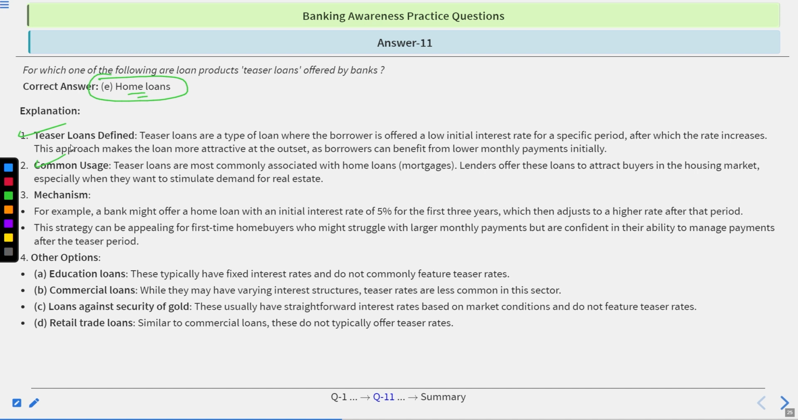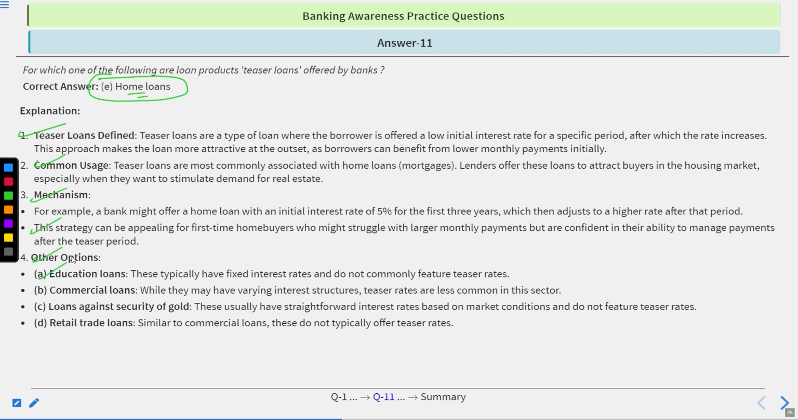Lenders offer these loans to attract buyers in the housing market, especially when they want to stimulate demand for real estate. Mechanism: for example, a bank might offer a home loan with an initial interest rate of 5% for the first 3 years, which then adjusts to a higher rate after that period. This strategy could be appealing for first-time homebuyers who might struggle with larger monthly payments, but are confident in their ability to manage payments after the teaser period.